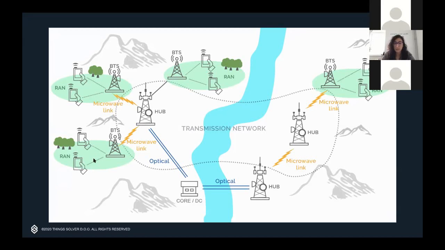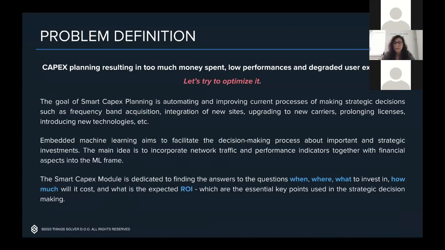in order to prevent these users from being degraded and feeling the congestion and the load. So we come to the problem definition: Capex planning resulting in too much money spent, low performance, and degraded user experience. The main idea was to optimize this whole process.